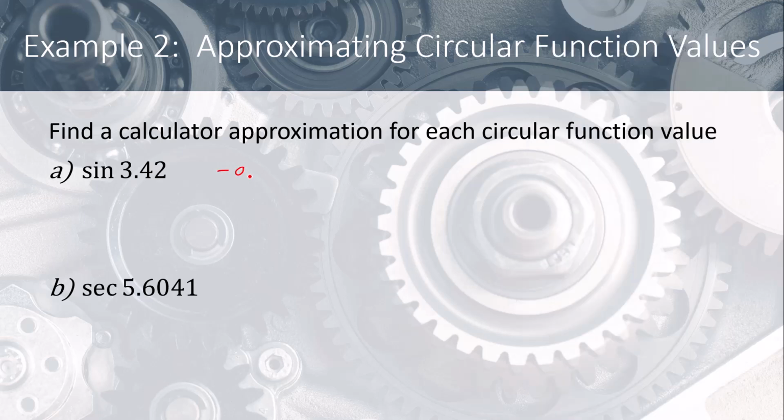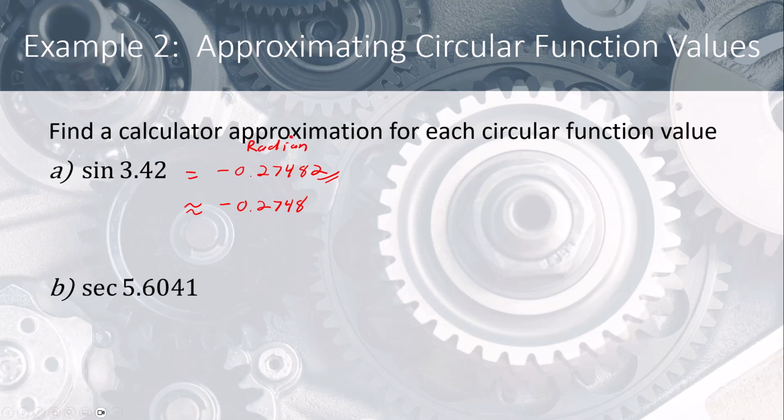Negative 0.27482. I'm going to assume that they want this to 4 decimal places. This is my 5th decimal place. This is less than 5. That means I can round this to negative 0.2748. Remember, we're doing this using the radian approach.